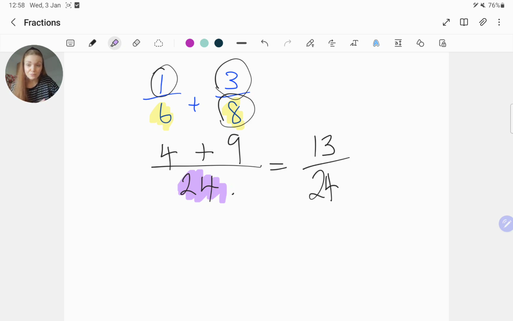So hopefully this helps. Remember, common denominator, a number they both divide into, so therefore it will be a multiple of both numbers. And then you just add your top line at the end. So hopefully that makes sense and hopefully you can now understand adding fractions.